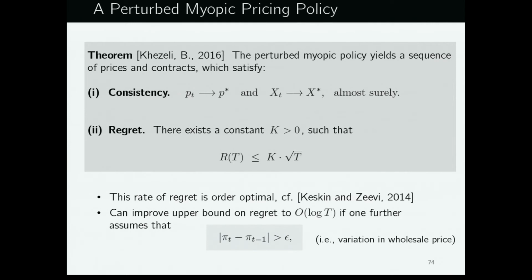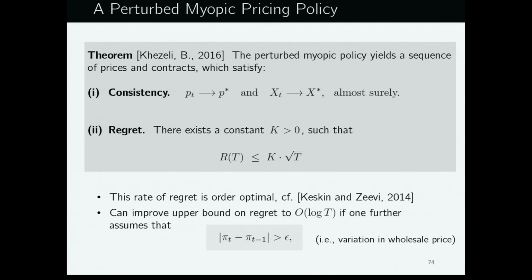What's interesting here is I've assumed that the wholesale prices, the prices in the wholesale market, are fixed. If you allow those to vary, this introduces some form of costless exploration in the myopic decisions. And so if those wholesale prices vary, the variation from period to period is strictly positive, okay, so here epsilon is some positive constant, you can prove that the myopic policy achieves an order of regret which is log t.